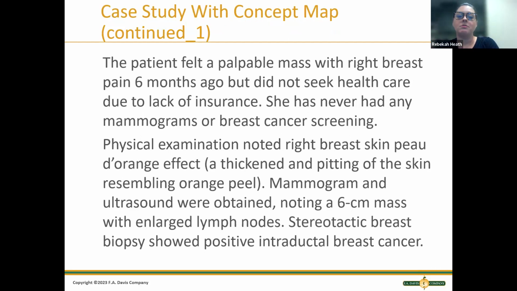The patient felt a palpable mass with right breast pain 6 months ago, but did not seek healthcare due to lack of insurance. She's never had any mammograms or breast cancer screening. Physical examination noted right breast skin peau d'orange effect, which is when the skin gets kind of like an orange peel, thick, pitted and bumpy. She had a mammogram and an ultrasound, noting a 6-centimeter mass with enlarged lymph nodes. Stereotactic breast biopsy was positive for intraductal breast cancer.